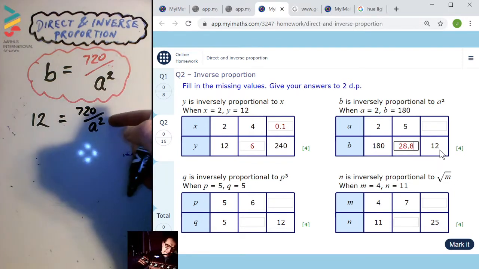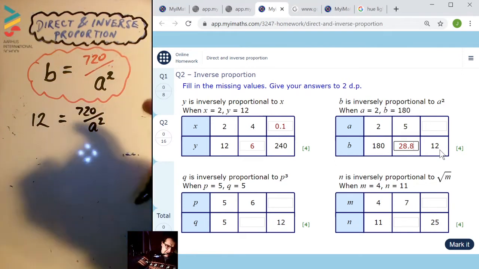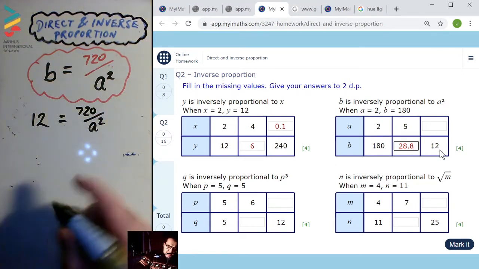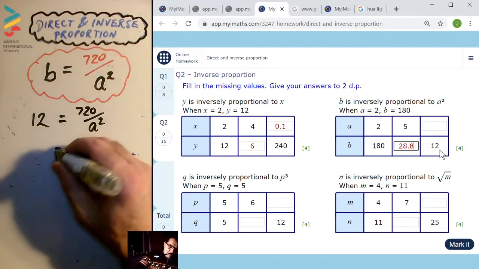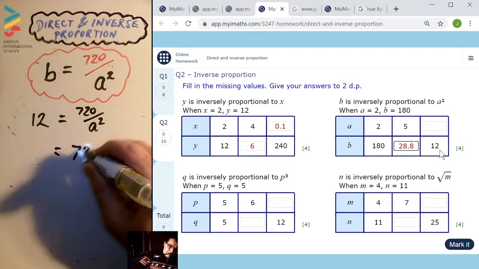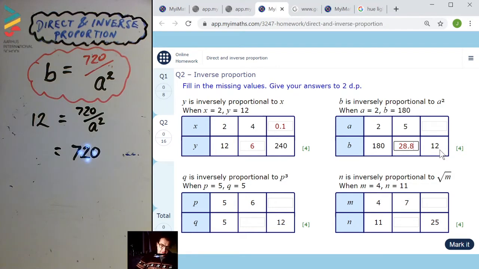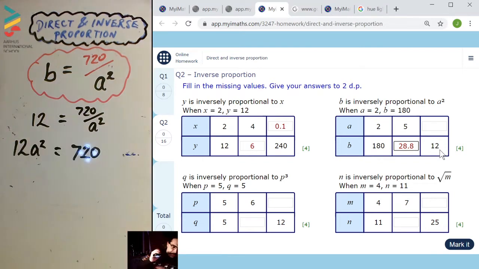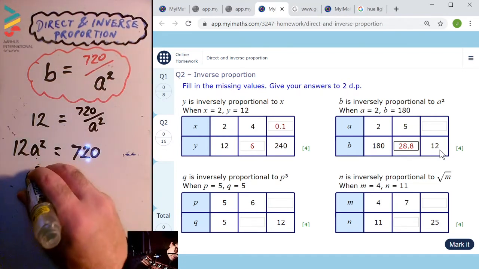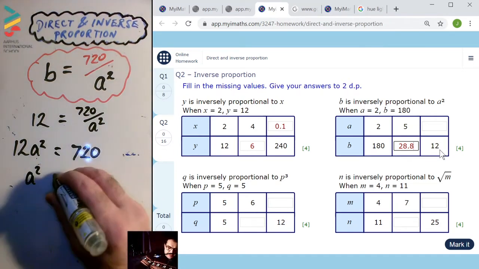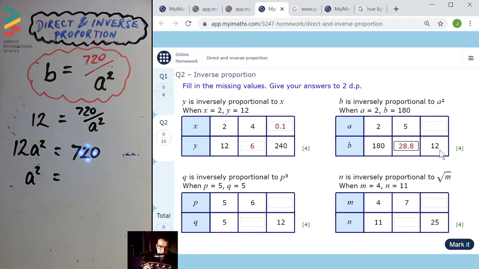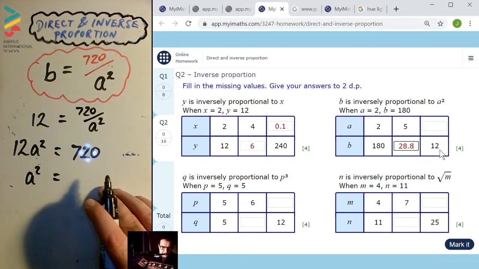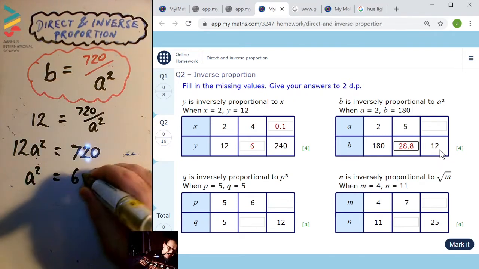Well, again, because the a is in the bottom of a fraction, it's going to take an extra step just to pick it out. I'm going to multiply both sides by a squared to get rid of the fraction, so that on the right I just get a whole 720, but on the left, because I've multiplied both sides by a squared, I get 12a squared. I'd like to get the a squared bit on its own because I'm trying to figure out what a is, so I'm going to divide everything by 12. 720 divided by 12 is 60.